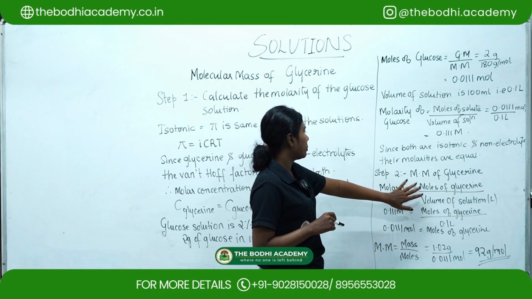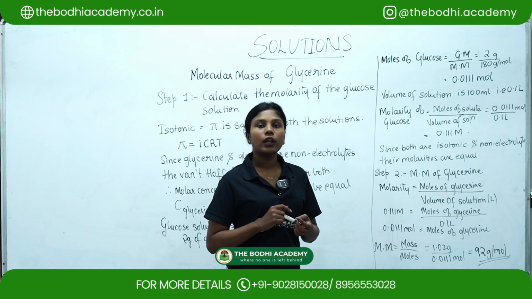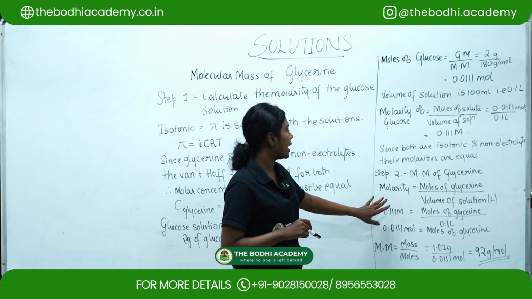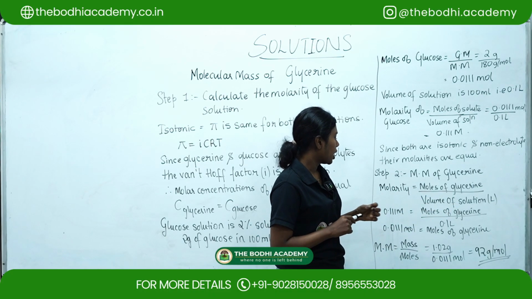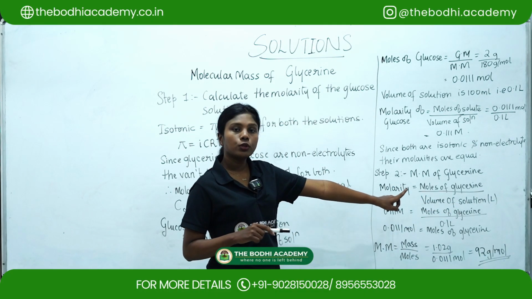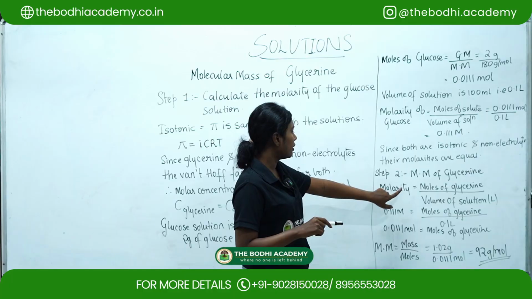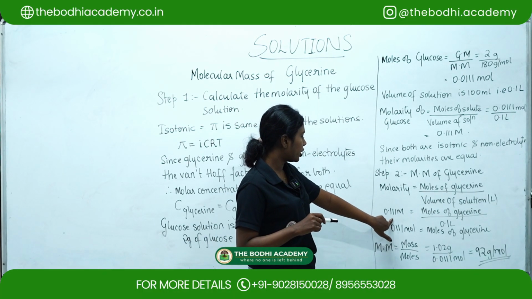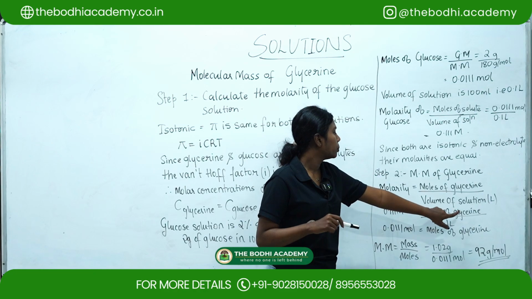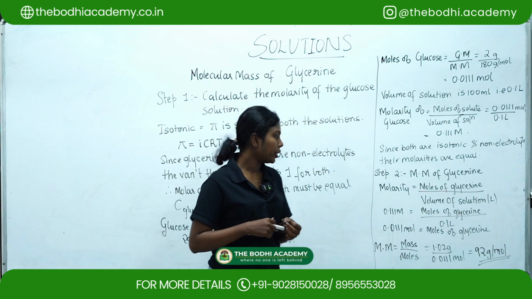Now moving to step number 2, we have to find the molar mass of glycerin. Molarity is given by moles of glycerin upon volume of solution. Over here we do not know the moles of glycerin, but we have already found the molarity. So molarity 0.111 equals moles of glycerin upon 0.1.